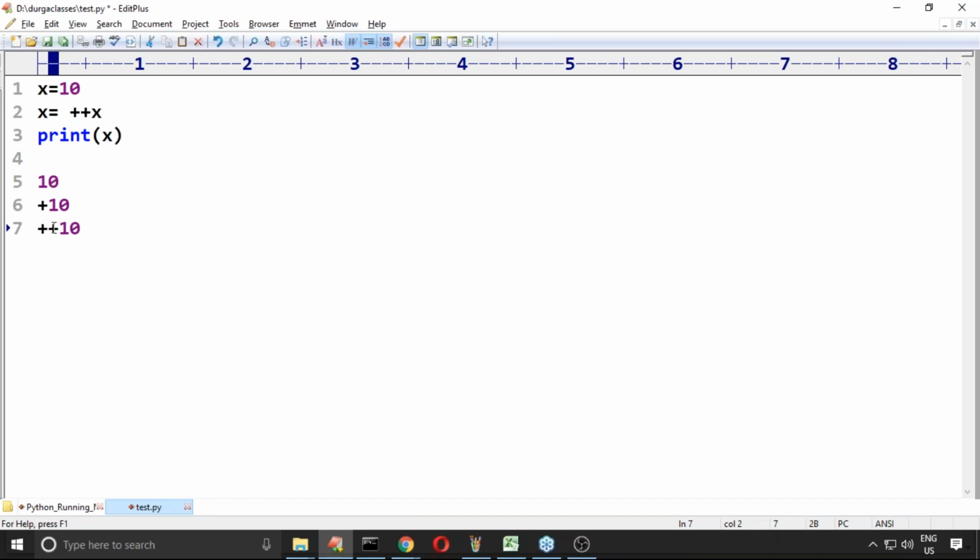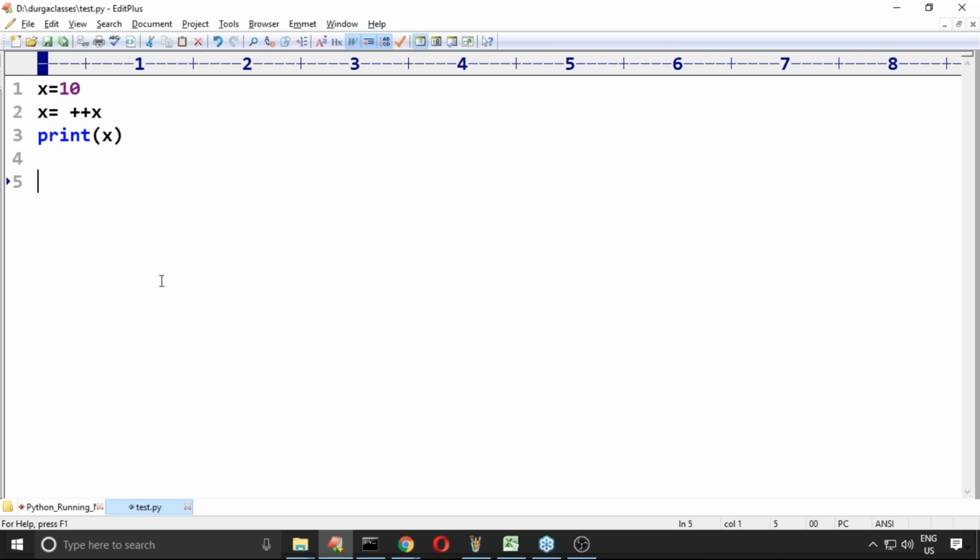What is the problem? This total thing is treated as plus 10 only. Plus 10 means 10 only. Even if you are adding multiple plus symbols, x means it is the x value only that it is going to consider. Increment is not going to happen.